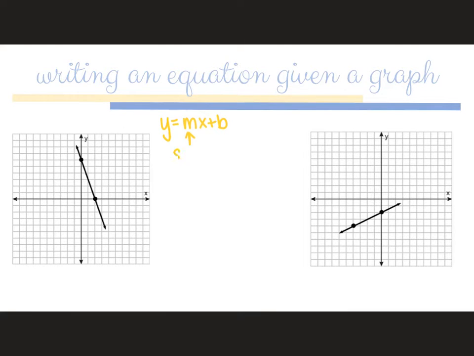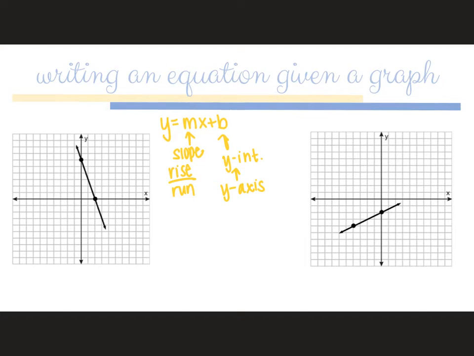M will be our slope, and when we find slope given a graph, we do rise over run, so we're going to count up and down first, and then left and right. Our b value is our y-intercept. Our y-intercept can be found by looking at the graph and determining where it crosses the y-axis.